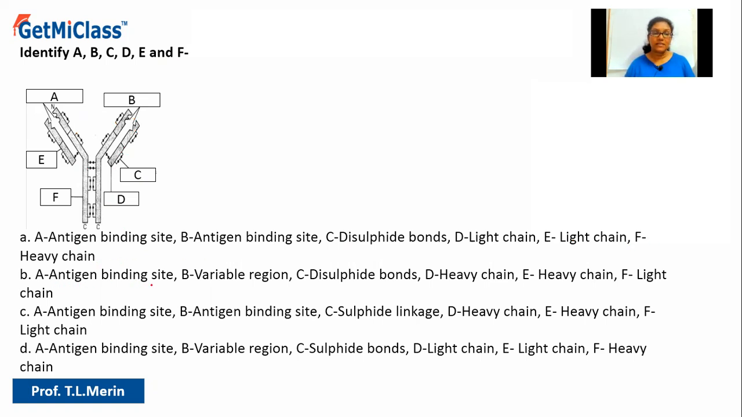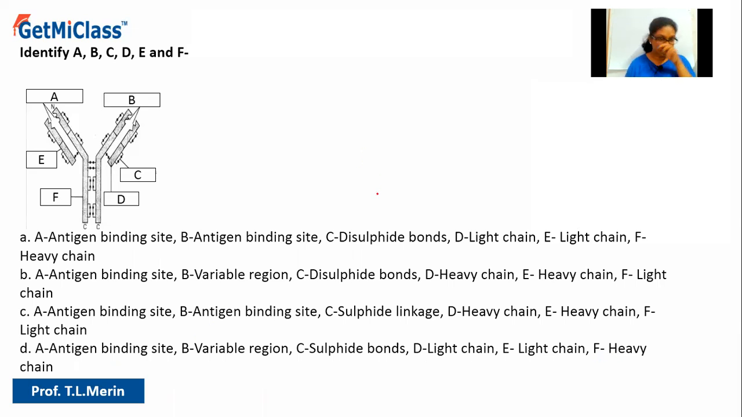Option B: A as antigen binding site, B as variable region, C as disulphide bonds, D as heavy chain, E as heavy chain, and F as light chain. Option C says A as antigen binding site, B as antigen binding site, C as sulfide linkage, D as heavy chain, E as heavy chain, F as light chain. Option D says A as antigen binding site, B as variable region, C as sulfide bond, D as light chain, E as light chain, and F as heavy chain.